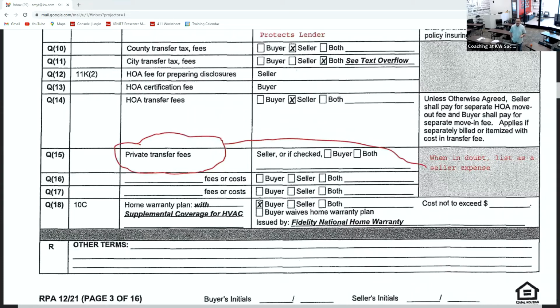Home warranties. I am a huge proponent. If you're representing a buyer, you want them to get a home warranty. I don't care if the seller's paying for it, the buyer's paying for it, or in my case, maybe me paying for it. But a home warranty plan that comes with the house, I can't tell you how many lawsuits those things will prevent.